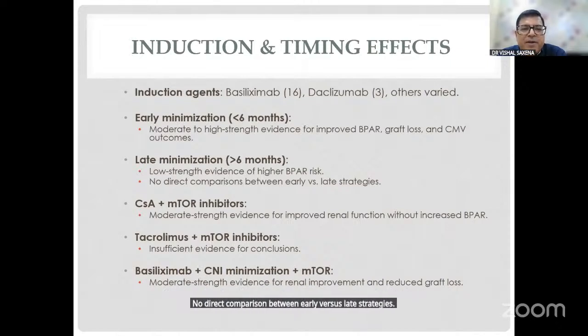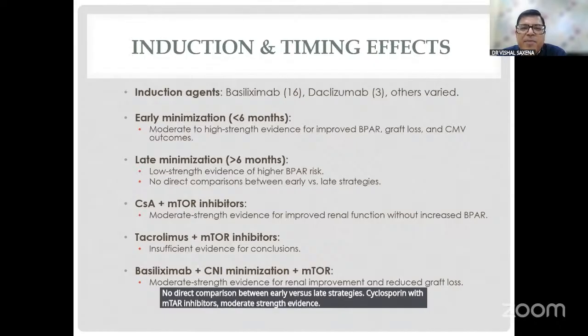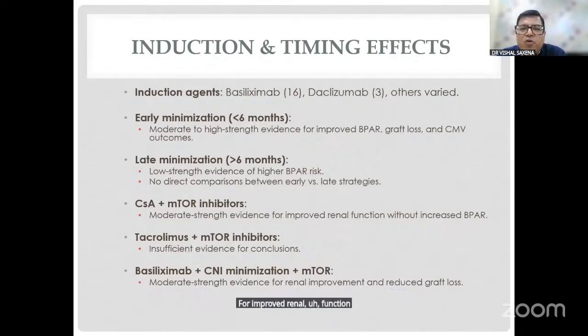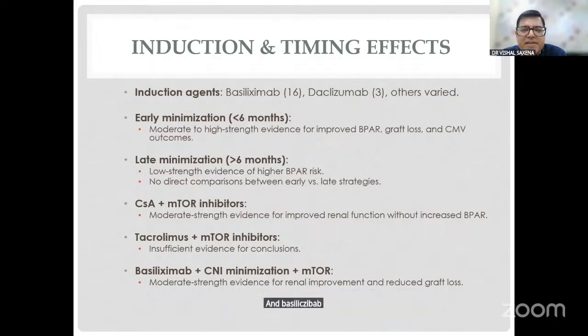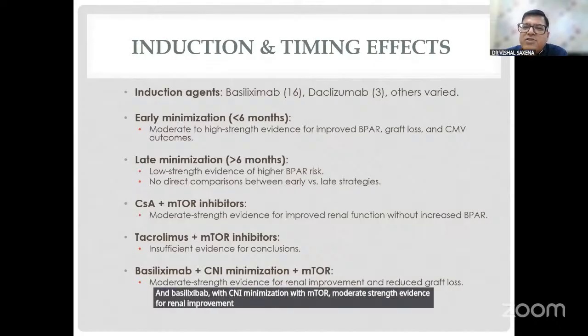Cyclosporin with mTOR inhibitors had moderate strength evidence for improved renal function without increase in acute rejection. Tacrolimus with mTOR inhibitor had insufficient evidence for conclusions. And basiliximab with CNI minimization with mTOR had moderate strength evidence for renal improvement and reduced graft loss.